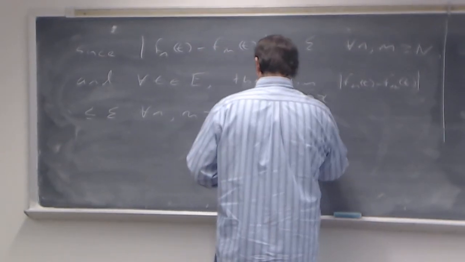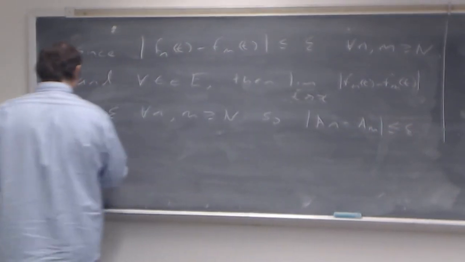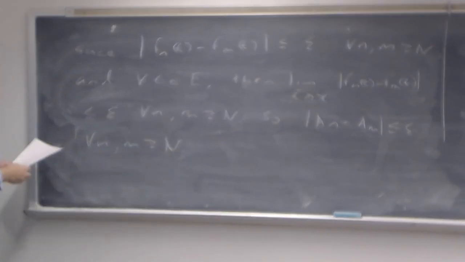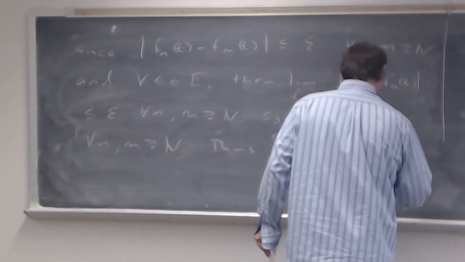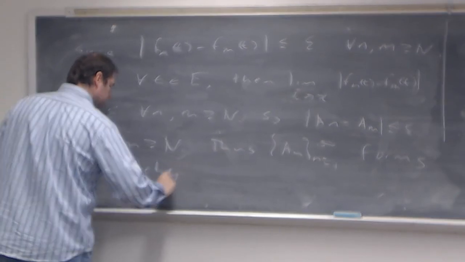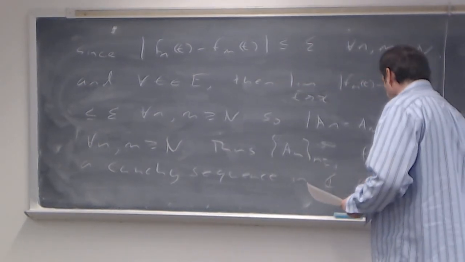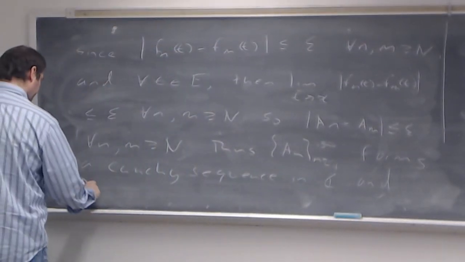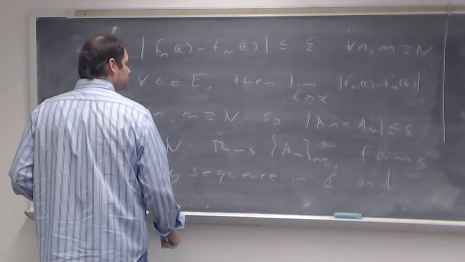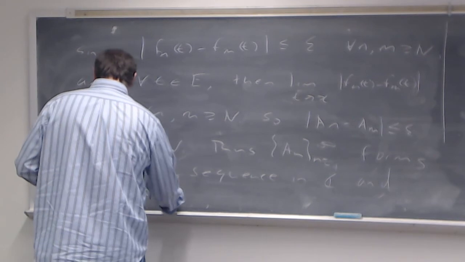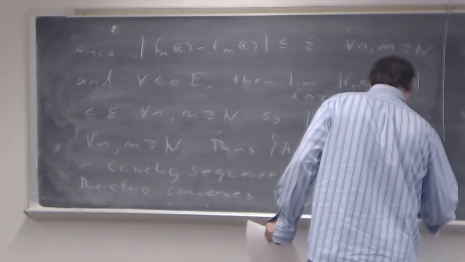So that says that the absolute value of a sub n minus a sub m will be less than or equal to epsilon, and that's true for all n and m greater than or equal to N. Thus, the sequence of a sub n's forms a Cauchy sequence in C, and therefore converges to a number. Let's call that number A.